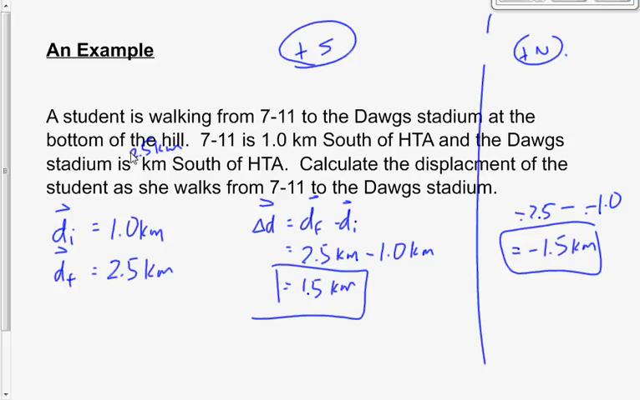So it doesn't really matter which one you define as north and south, but I think you'll agree that it's a little bit easier if they're both south to make south positive. Is that okay? When you've got two positions, then you need to subtract to get displacement. If you've got two displacements, which we don't here, then we've got to add them. Okay, let's try one more.